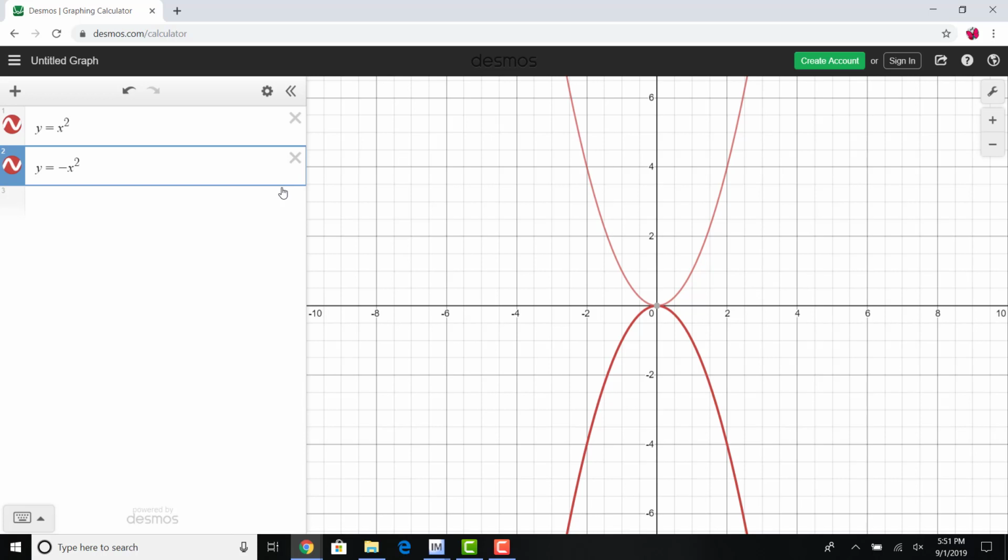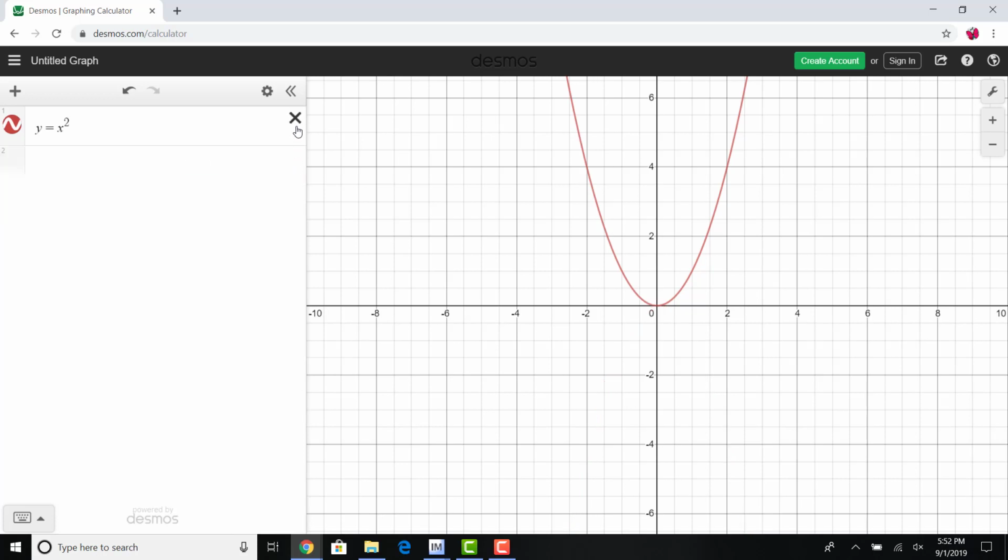It took our graph and put it upside down. So anytime we multiply by a negative, we actually say that this reflects it over our x-axis. So it takes our graph, turns it upside down. Doesn't matter what our graph looks like, that's what it ends up doing. Okay, so for the next one, we're actually going to have to change our graph a little bit.